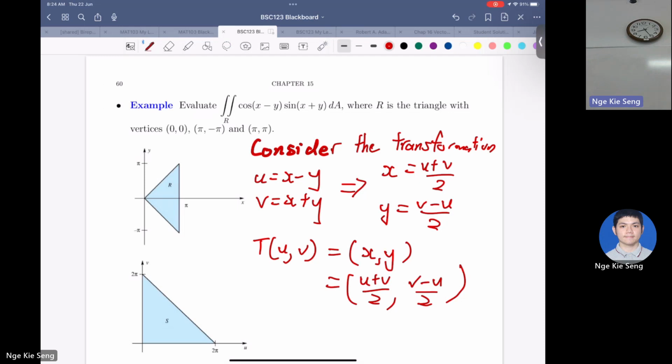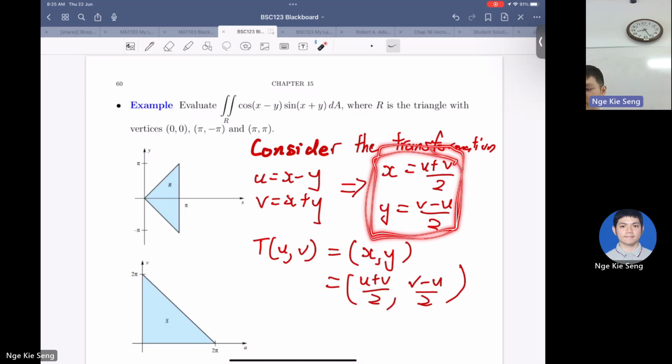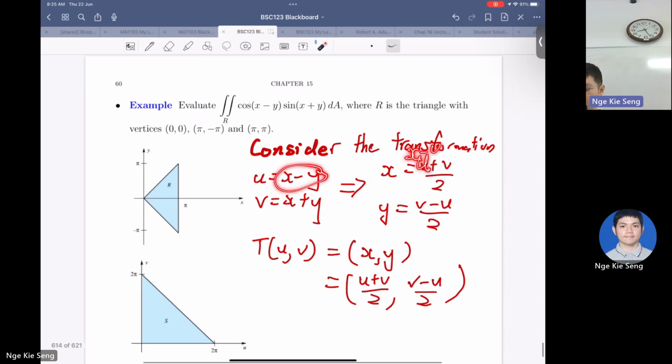So x equals u plus v over 2. u is x minus y, v is x plus y. So y minus y becomes 0, x plus x becomes 2x, so divided by 2 is x. Correct? So you verify it. Of course, you need to solve the system of linear equations, but since I already gave you this, you can try and verify it. u is x minus y, plus x plus y. The y and y cancel, but you get 2 copies of x. Divide by 2, you get x.